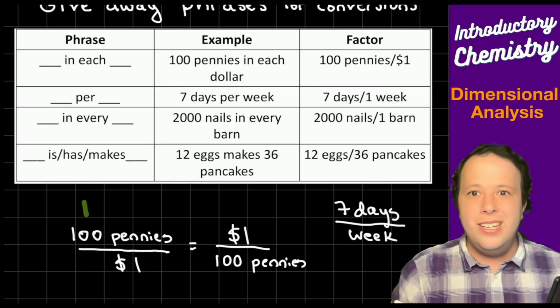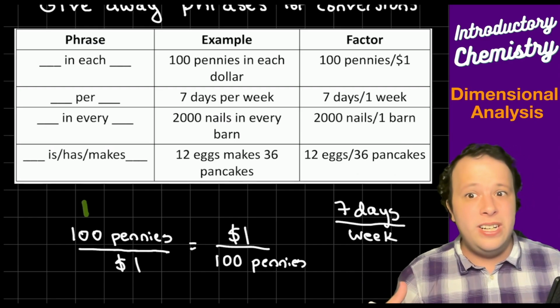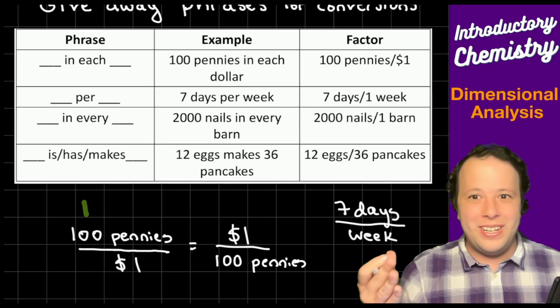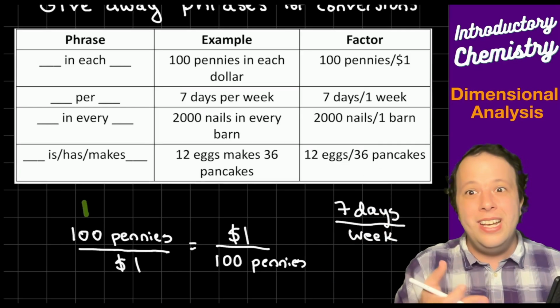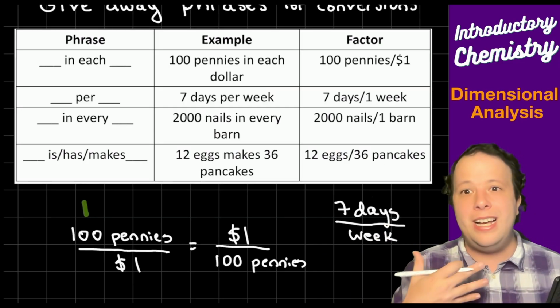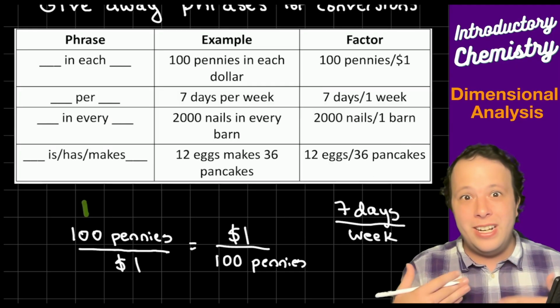If you see in every, well, if I ask you how many months are in every year, well, there's 12 months in every year. We can even define a term, right? So if I say there's 2,000 nails in every barn that's being built, that's defining your own term. It doesn't have to be this preset thing. You can define it. Any problem can define it however you need.